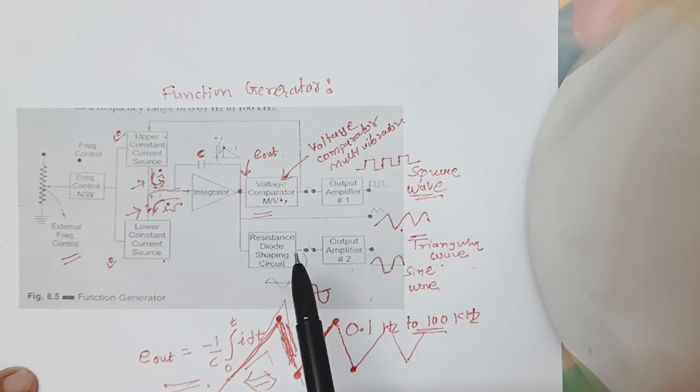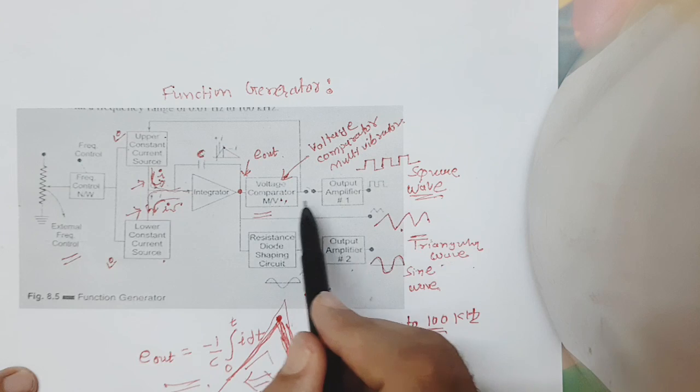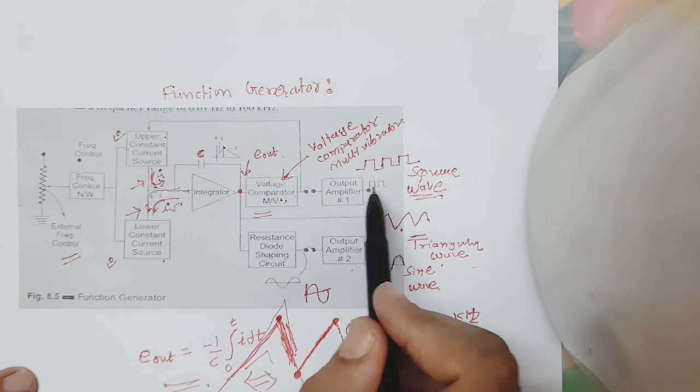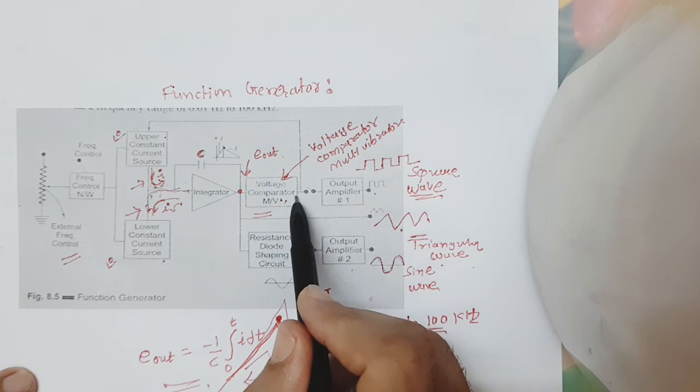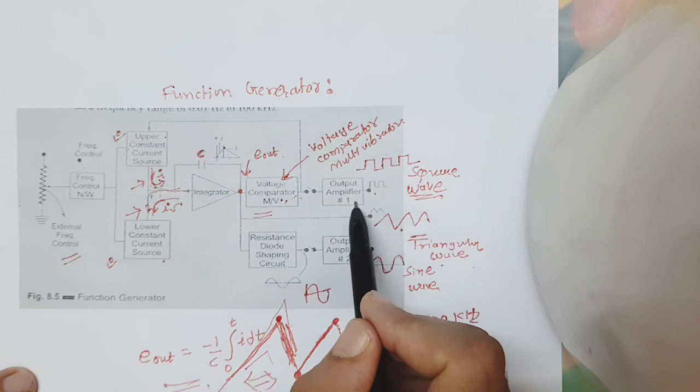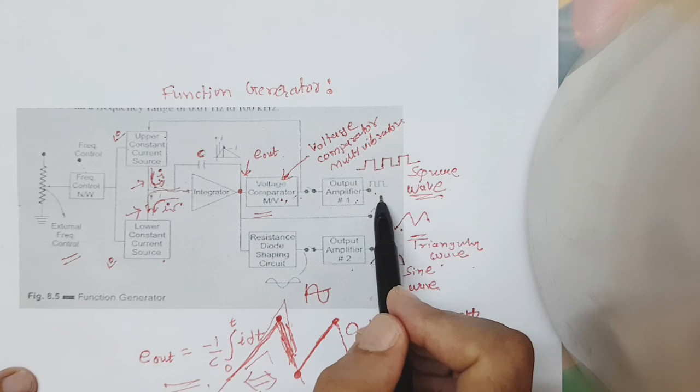The comparator output delivers a square wave voltage of the same frequency. The output of the voltage comparator is nothing but a square wave. The output of the voltage comparator is given to the amplifier, and through here we are getting the amplified square wave across the first terminal.